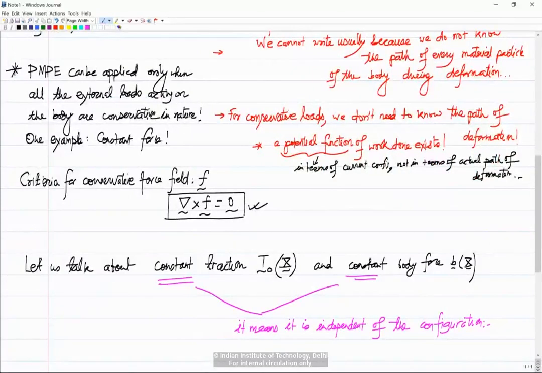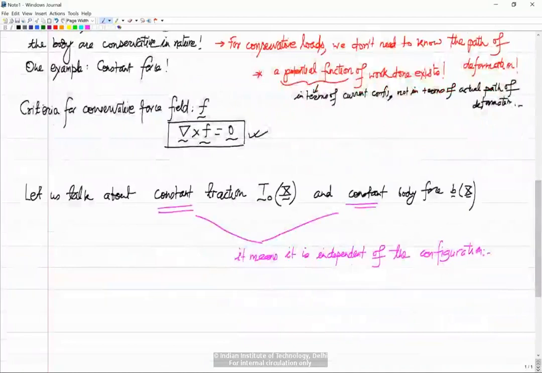For example, the spring force depends on the configuration. जैसे बॉडी जितना डिफॉर्म करके जहां भी होगा उसके हिसाब से निकालेंगे कि कितना उसका कंप्रेशन या एलोंगेशन है स्प्रिंग का, और फिर उसका फोर्स निकलेगा. So spring force depends on the configuration, but still it is a conservative force. Here we are talking about constant loads which are independent of the configuration.